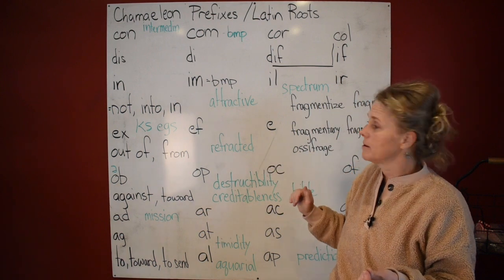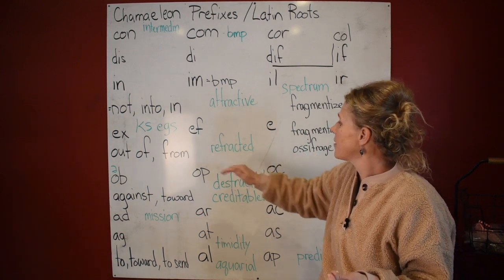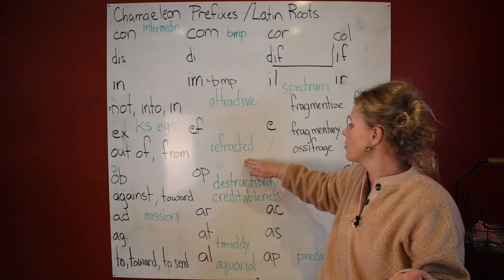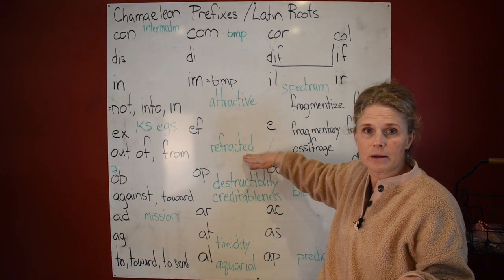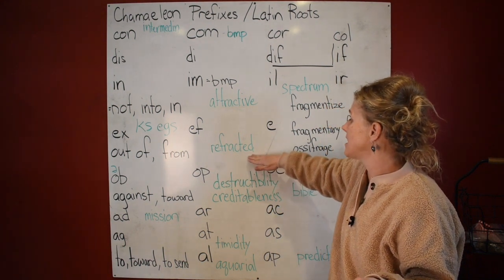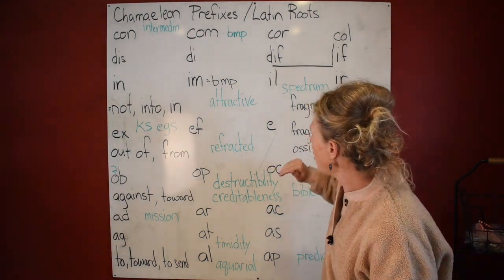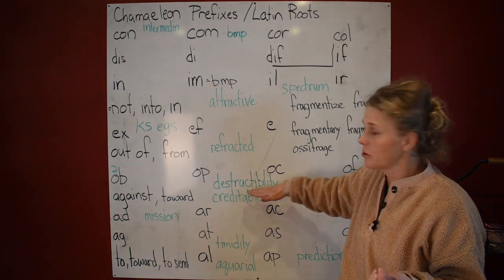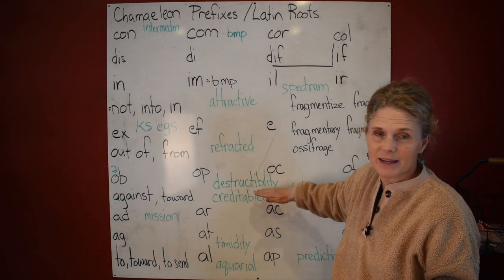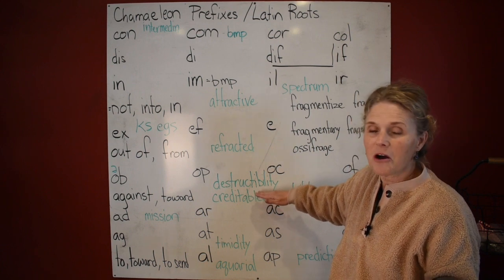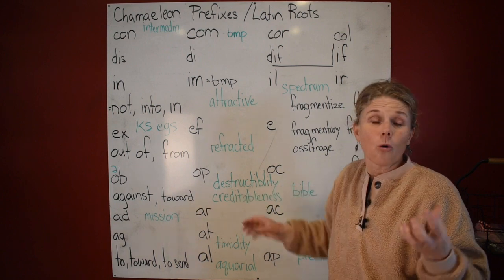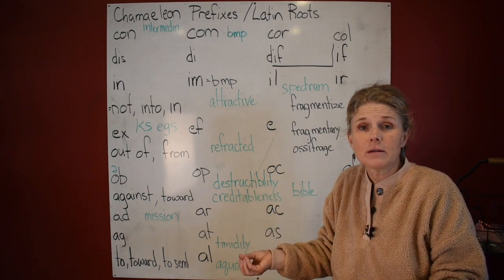How about this one? Where's your root here? Fract. Very good. Refracted. You're going to break it apart again. Oh, did you hear what happened to this ED right here? What did it say? Ed. Refracted. Okay, so now tell me where your root is here. Dest. No. Trucked. Close. Struct.